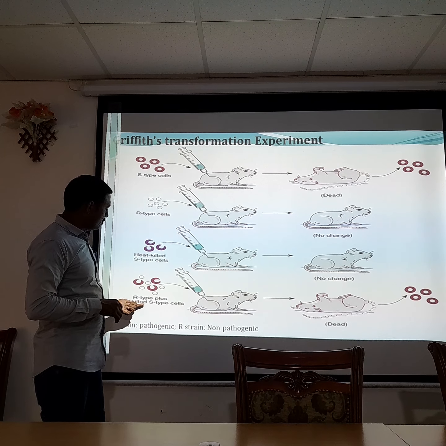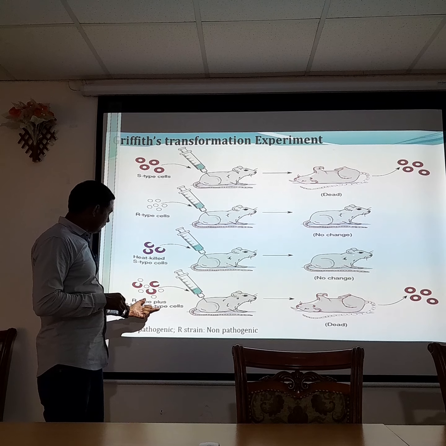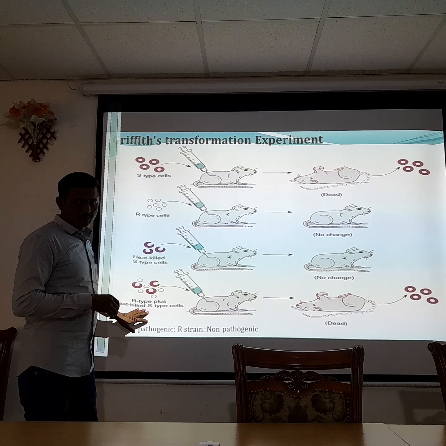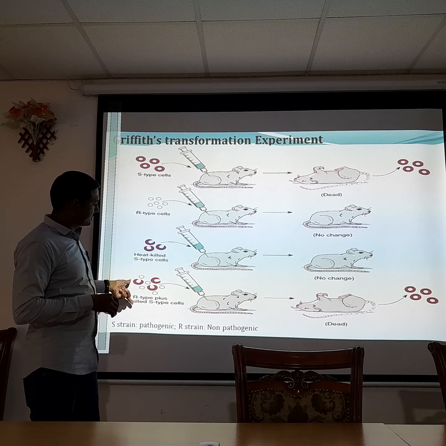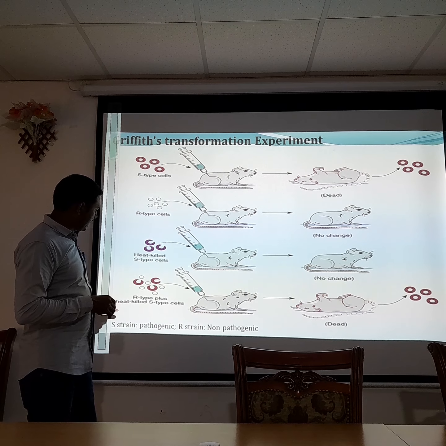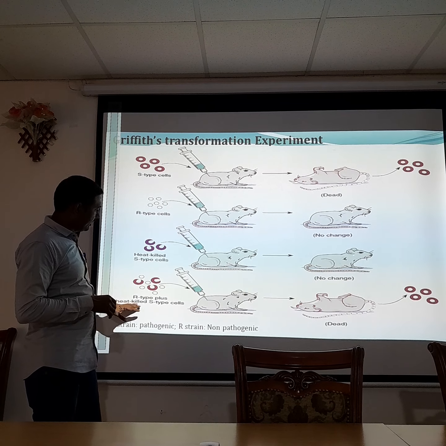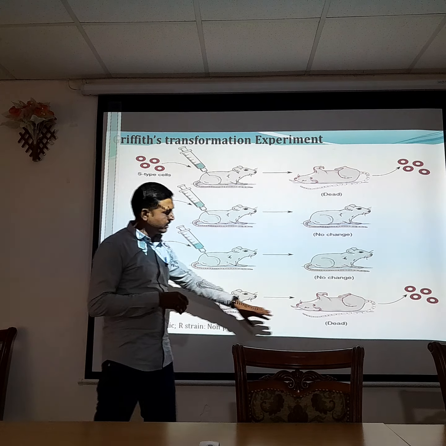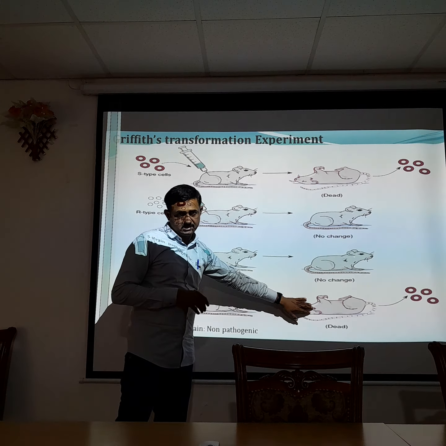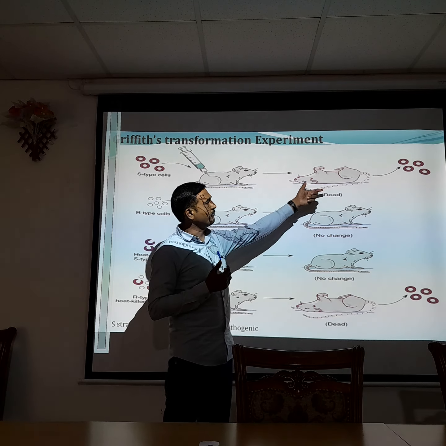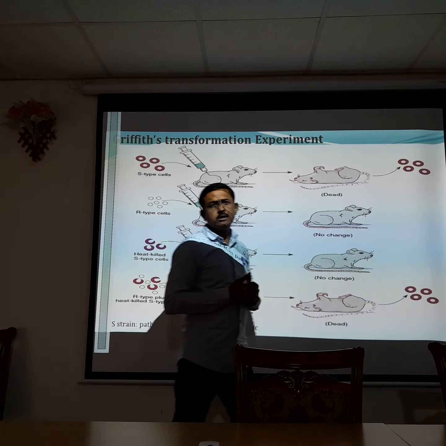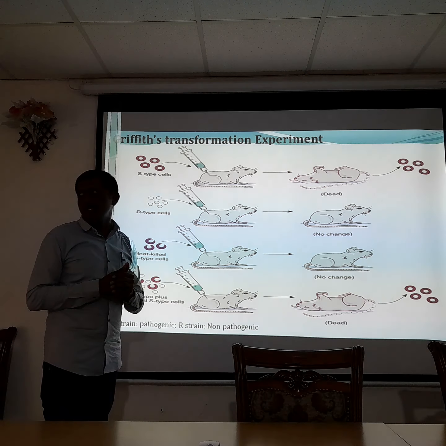Later on, he used R type of cells plus S type of heat-killed cells. So what happened? In the fourth type of experiment, he used R type of cells and heat-killed S type of cells, and injected that mice, and he found that the mice died, as was observed in the first experiment, and S type of cells were recovered from the body of the mice.